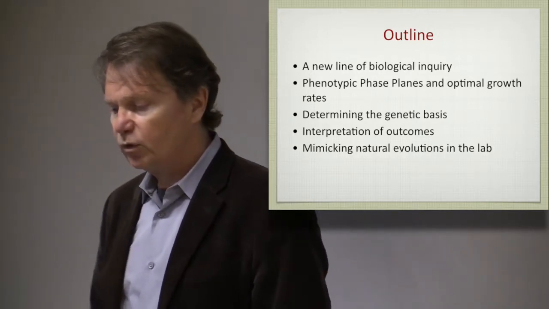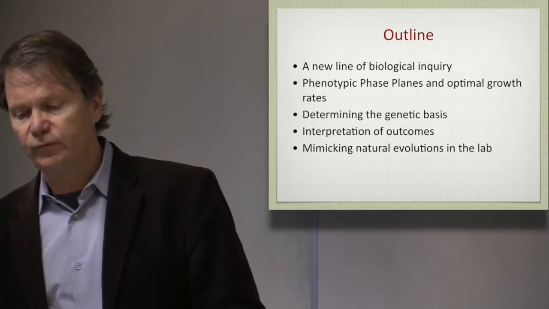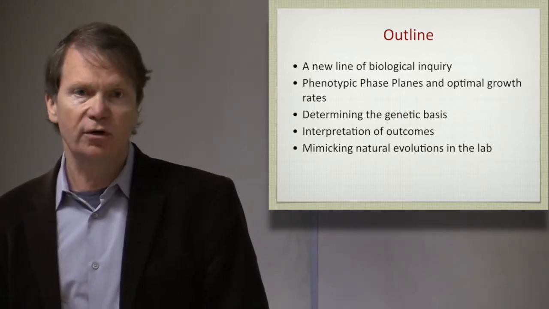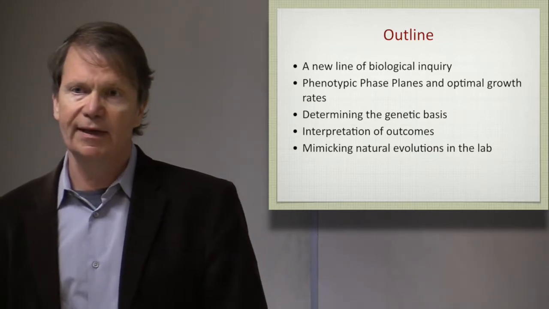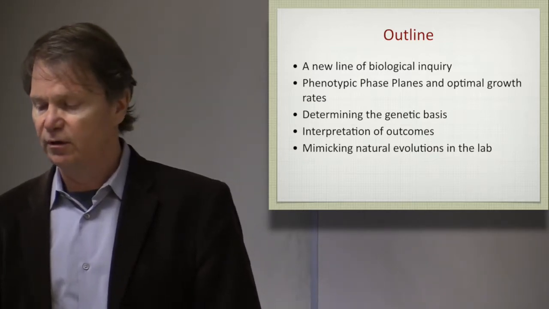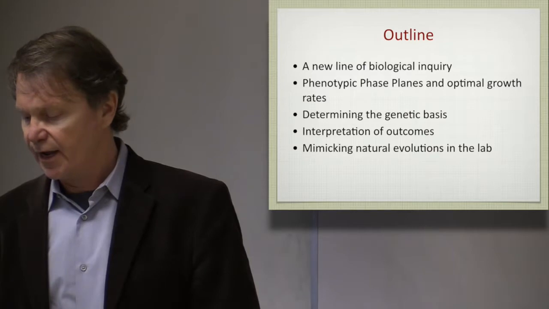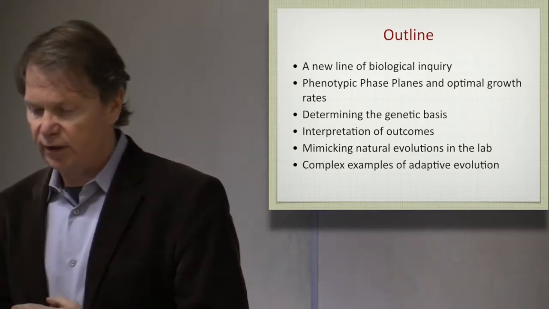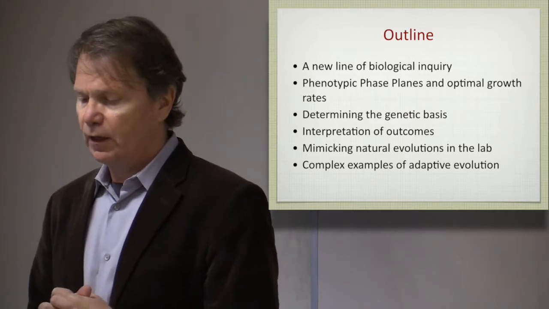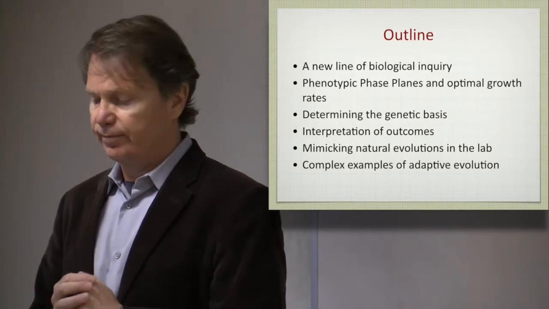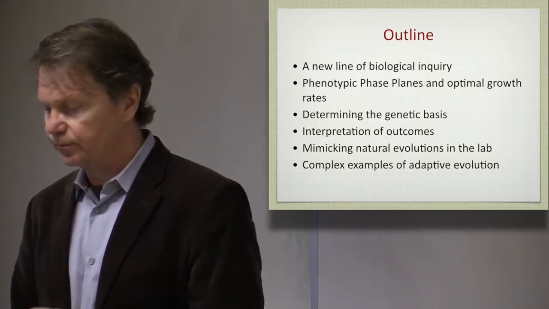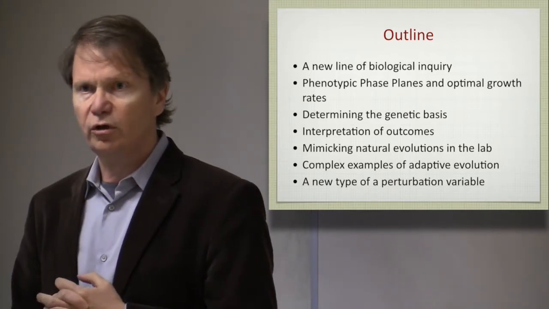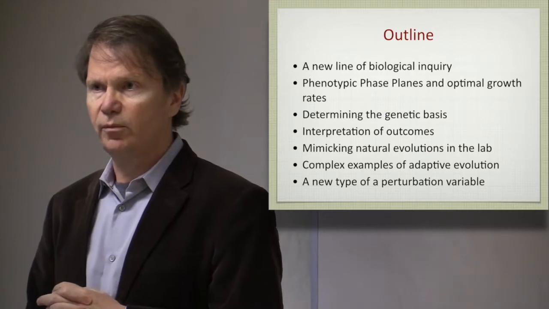And then we'll talk about some other types of evolutions. There are some natural evolutions we think we can mimic in the lab and build experimental models of. Some we can't. And then we'll talk a little bit about some general examples of complex adaptations. And in the end, I want to introduce the notion of a systemic perturbation variable.